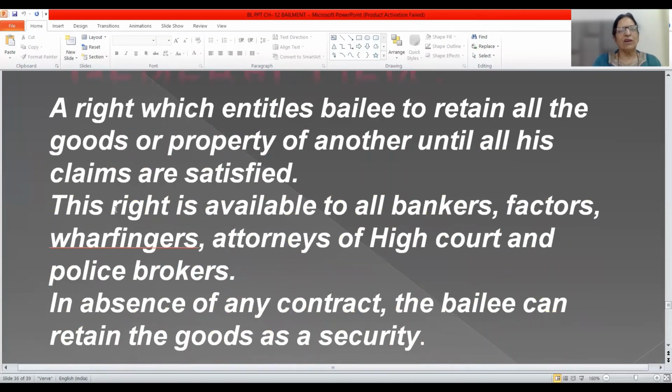Now I will talk about general lien, a right which entitles the bailee to retain all the goods or property of another until all his claims are satisfied. This right is available to all bankers, factors, wharfingers, attorneys of high court and policy brokers. In absence of any contract, the bailee can retain the goods as a security.